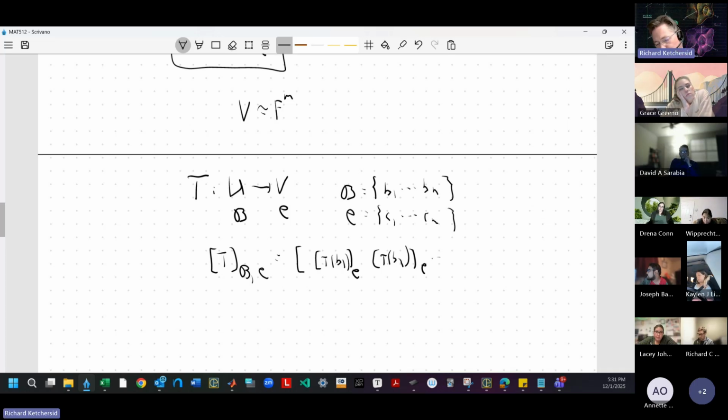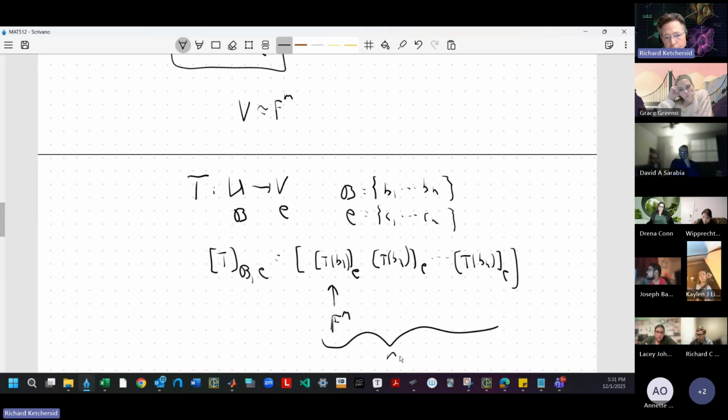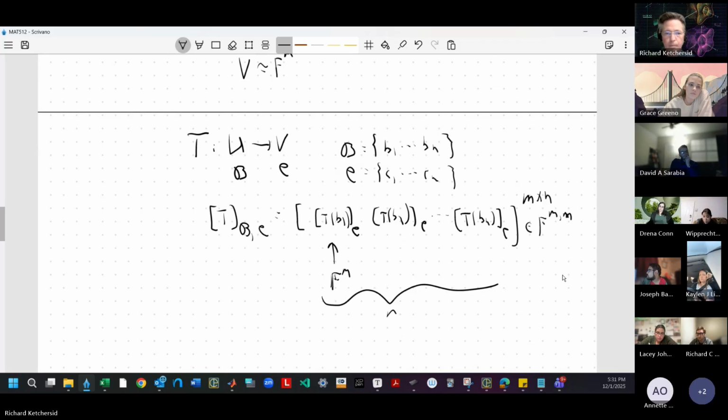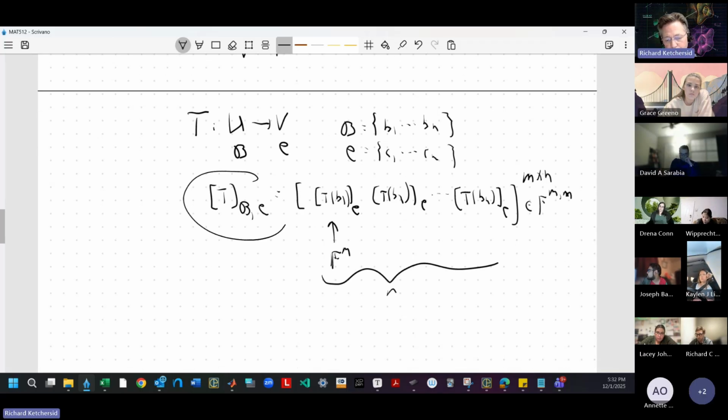Okay, and keep going on across, and then all the way down to T of Bn with respect to C, right? So every one of these things in here is an element of Fm, and there are n of those, right? So this is an m by n matrix, right? And so the space of m by n matrices in your book is denoted F m comma n. Right. So that's the way we write down this matrix.